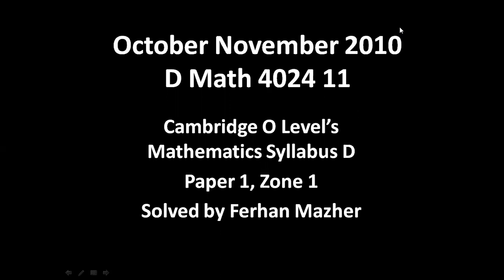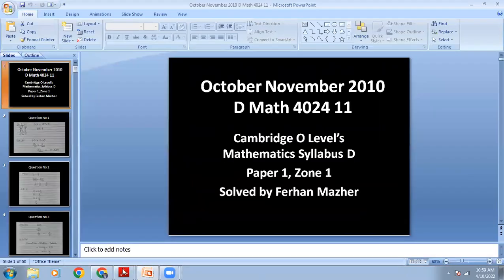Right now, I am with the 11th Cambridge class, and the subject we are studying is D Maths 4024. This is Cambridge O Levels Mathematics Syllabus D. Today, we have set our hearts to solve a paper 1, and we have selected October-November 2010 1 paper. This paper 1 belongs from the zone 1, or you can say the variant 1. The time allowed for the paper is 2 hours, and you cannot use a calculator in this paper. So let's start this paper.